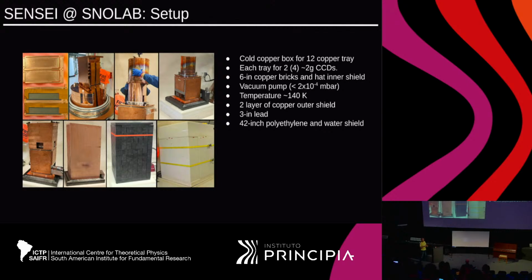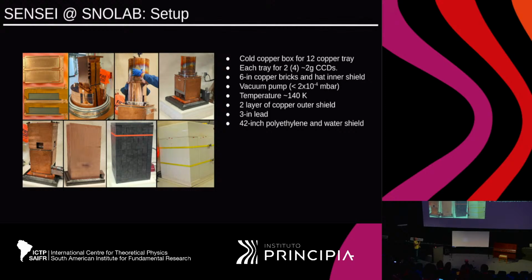SENSEI is the first experiment using the skipper CCD technology to look for dark matter, or actually to do anything, okay? So how does SENSEI at SNOLAB look? These CCDs are bigger than the ones that I showed you before, to have more target material. This orange thingy here is just the flex cable to get the signals in and out. And as usual, this is inside a clean copper box.